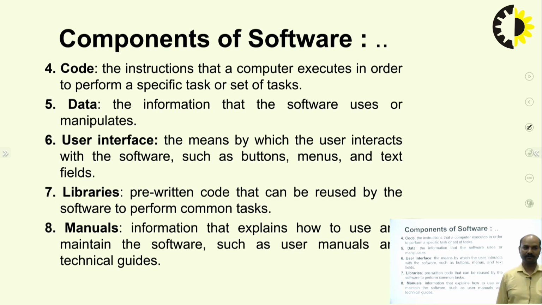And one more important component of the software is the manual. That is the information that explains how to use and how to maintain the software, such as a user manual and the technical guide. Many different kinds of products come with their own manuals. A car also has its own manual, where the four wheels, dimensions and all the things are written.